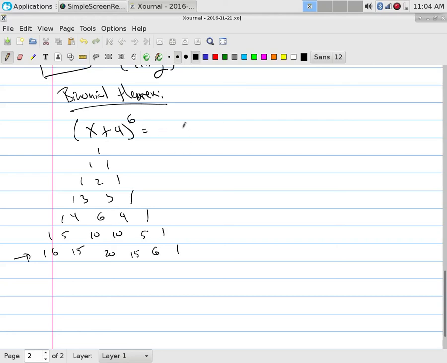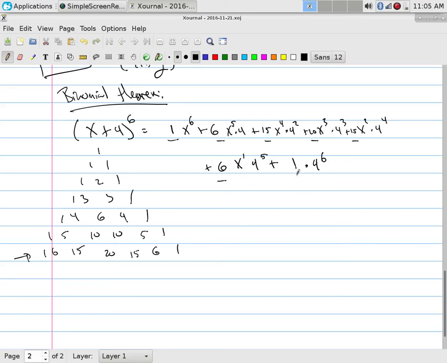This goes x to the 6th, then x to the 5th times 4, then x to the 4th times 4 squared, x cubed times 4 cubed, x squared times 4 to the 4th, x to the 1 times 4 to the 5th, and finally 4 to the 6th. And the coefficients are 1, 6, 15, 20, 15, 6, and 1. You'd write down these coefficients.